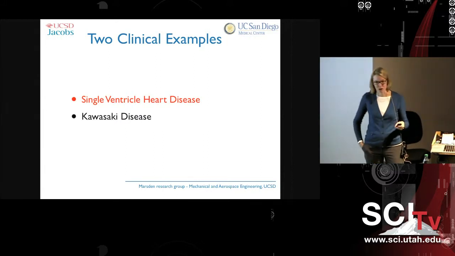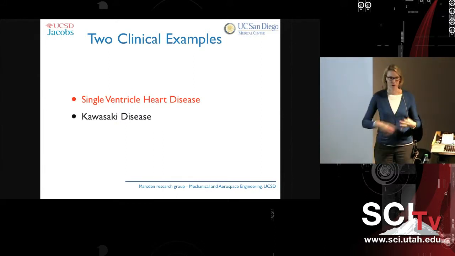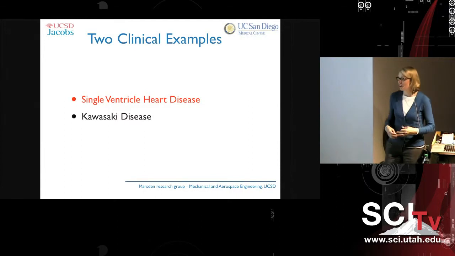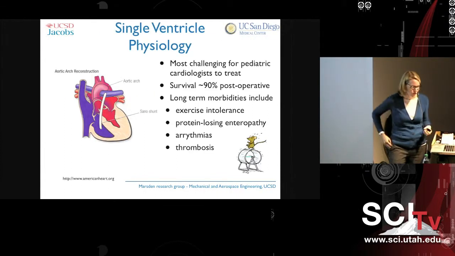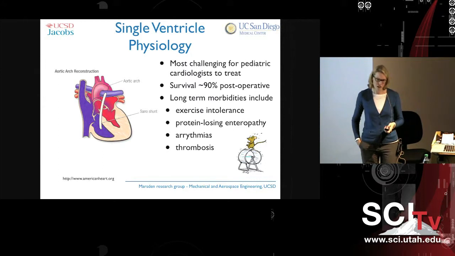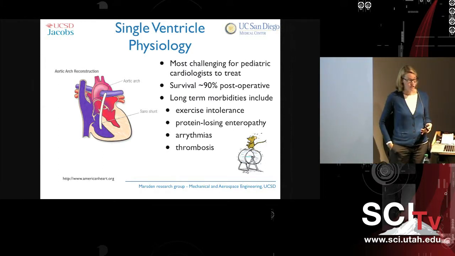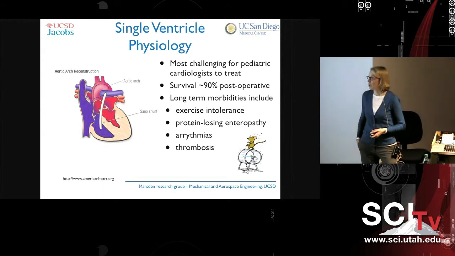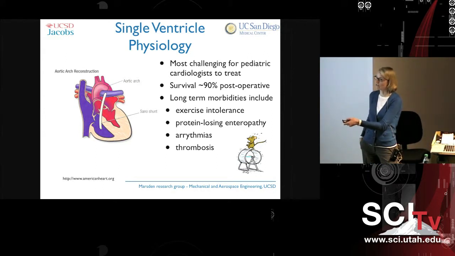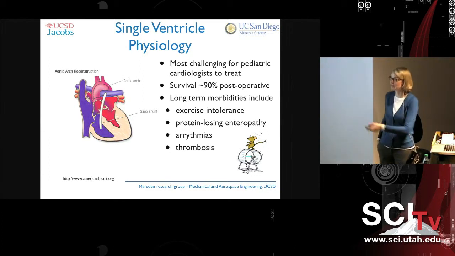Okay, so I now want to show you two clinical examples where we're applying all of these tools. And the first one is in single ventricle physiology. This is one of the most challenging diseases for pediatric cardiologists to treat. Essentially, the baby is born missing one of the heart ventricles. And so here's a case of hypoplastic left heart syndrome where the baby is missing this, or has a severely malformed left ventricle. So the first surgery that's performed is, there are a couple of variations.